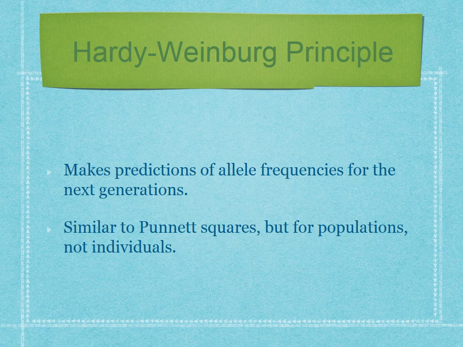So that's when we get to this big complicated equation known as the Hardy-Weinberg principle. Essentially, this makes predictions of allele frequencies for the next generation. It's really similar to Punnett squares and how they work, except instead of individuals, it works for an entire population. So I hope you all are ready to do some math, because this is the chapter in the section where we see quite a bit of math come into play.